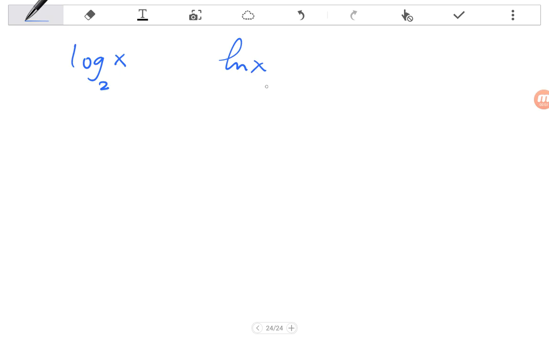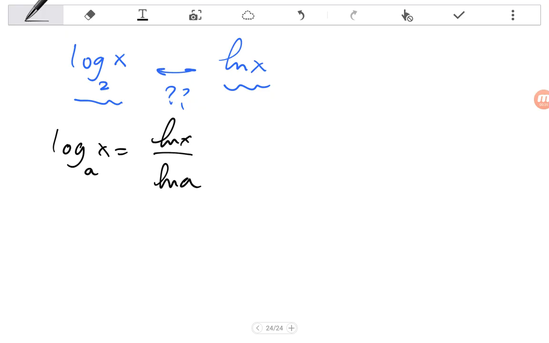As we have seen, we mostly use the natural logarithm, which is ln. But what if I had a log with base 2, for example? Is there any relation between these two logarithms? Yes. I can change the base of any logarithm by using the following relation: log base a of x is equal to ln x over ln a.